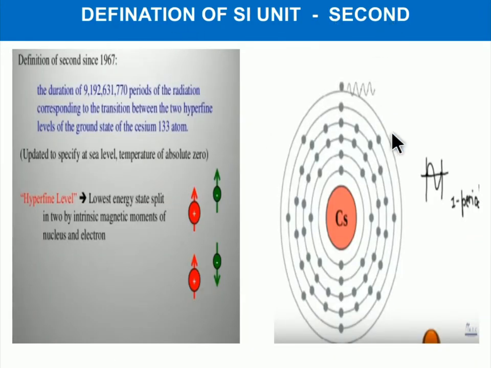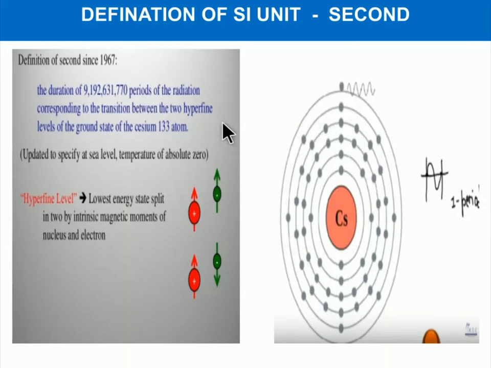Definition of second. From the atomic structure of cesium, we can see that the electron oscillates between two hyperfine levels and we will always get waves. These waves have some characteristics. The basic characteristic is the time period. If these waves cover exactly 9192631770 periods, then it is called 1 second.